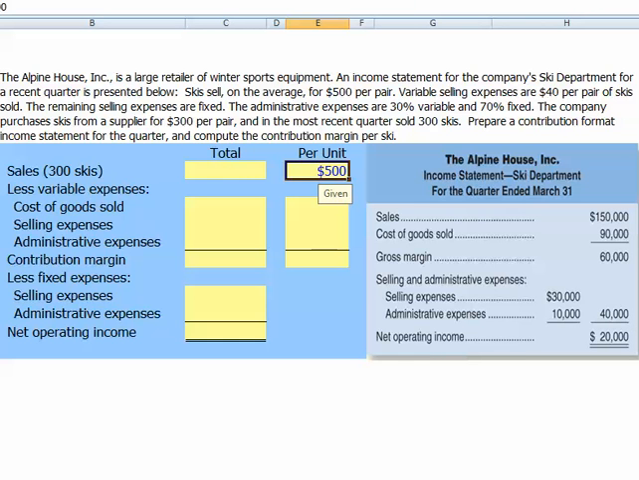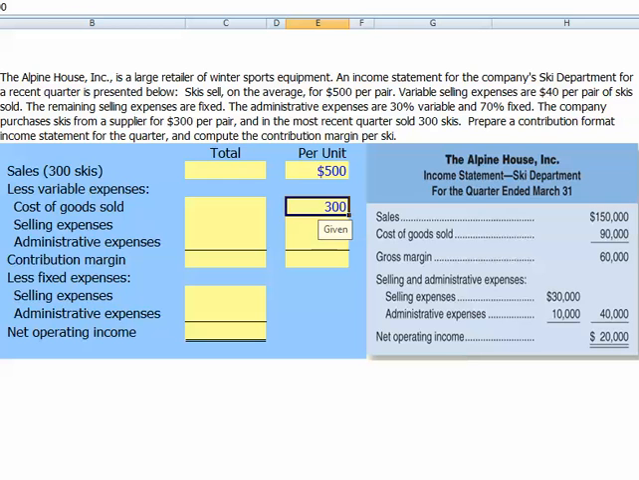Let's take our traditional income statement and some additional information given in our problem and prepare a contribution margin format income statement. We're told that skis sell on average for $500 per pair, and our variable selling expenses are $40 per pair of skis. The remaining selling expenses are fixed. The administrative expenses are 30% variable and 70% fixed. The company purchases skis from an outside supplier for $300 per pair, and in the most recent quarter sold 300 skis. Let's prepare a contribution margin income statement for the quarter and compute the contribution margin per unit or per ski.